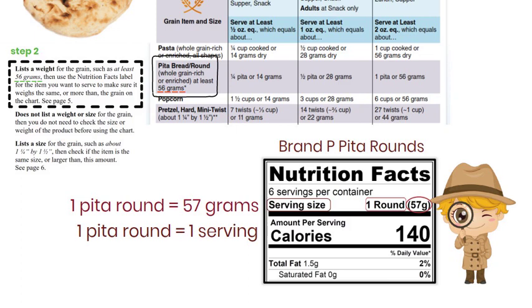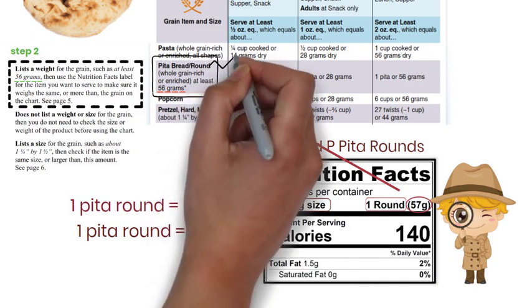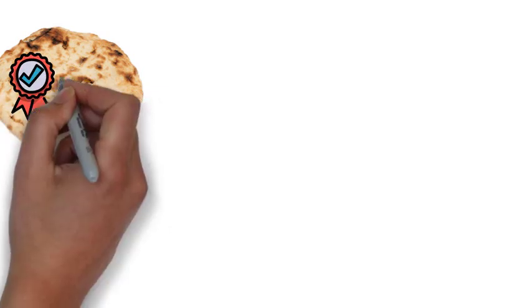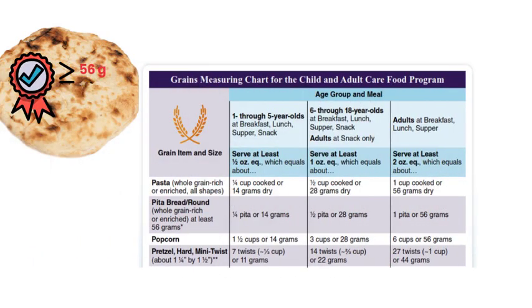Because one brand P pita round weighs more than the pita listed in the grains measuring chart, we know we can use the chart to tell us how many brand P pita rounds to serve in order to meet CACFP meal pattern requirements. Now that we've checked that brand P pita rounds weigh the same or more than the pita bread listed in the grains measuring chart, the last step is to find the column for the age of your participants and the meal or snack you are serving.